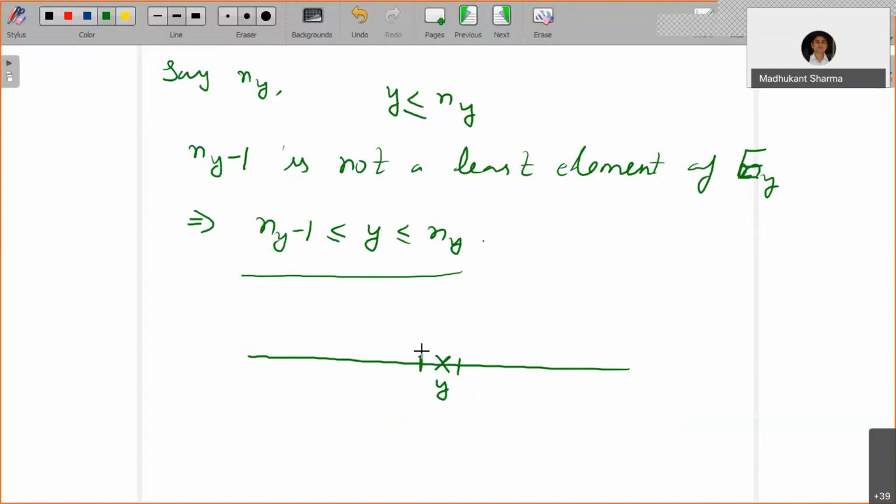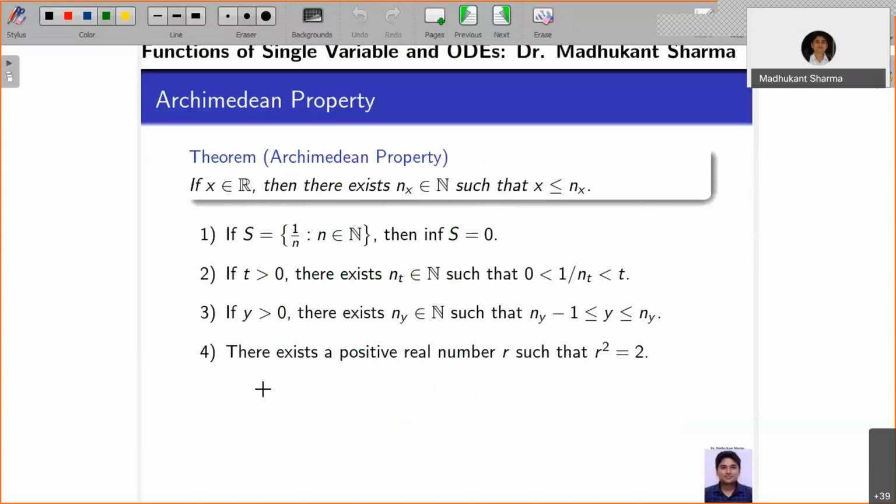Now, very interestingly, the next problem says there exists a positive real number r such that r squared is 2. We have already seen that there does not exist a rational number r such that r squared is 2. So if you are able to prove that there exists a positive real number r such that r squared is 2, it gives you that, since it is not rational, it is an irrational number, that is r equals root 2. Do you have any question?